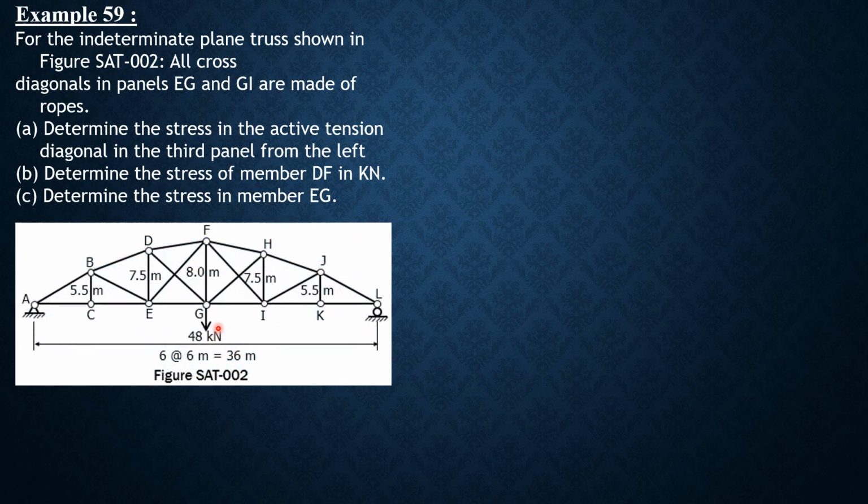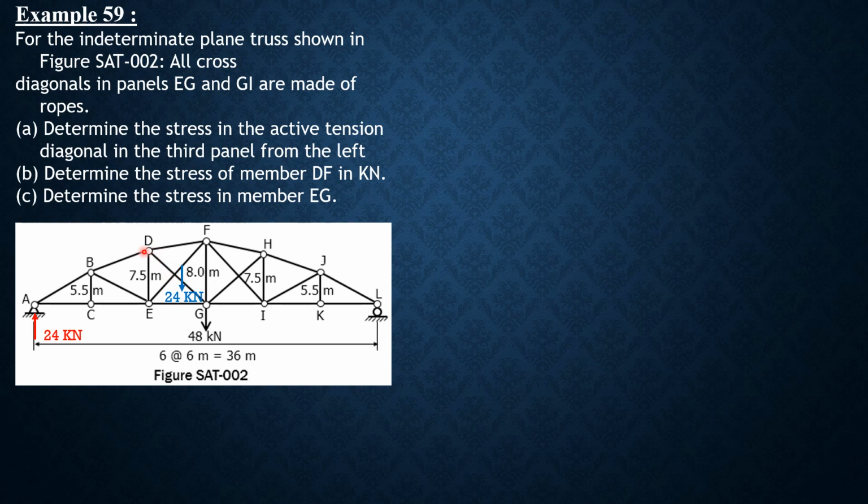So since the load is at the center, the vertical reaction at A and at L will be equal to 24 kilonewtons as shown. Therefore, the panel shear in the third panel from the left is 24 kilonewtons downward. This is a unique problem because in our experience, the bottom and top chords are horizontal and the counter diagonals are symmetric. In this case, what is important is the panel shear is downward.